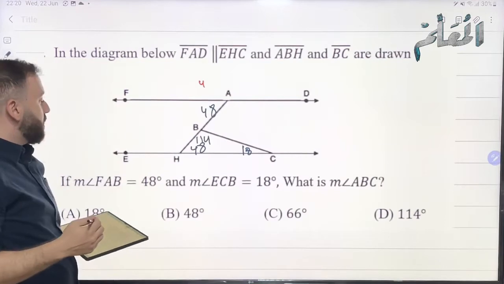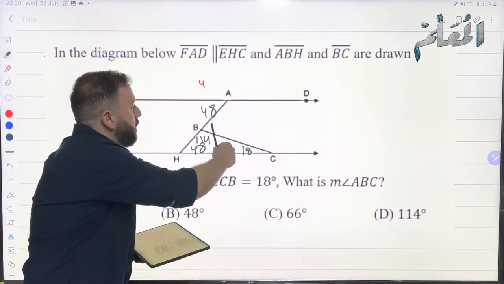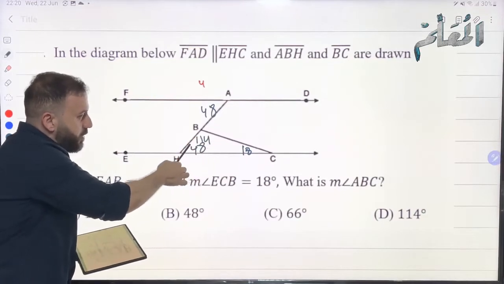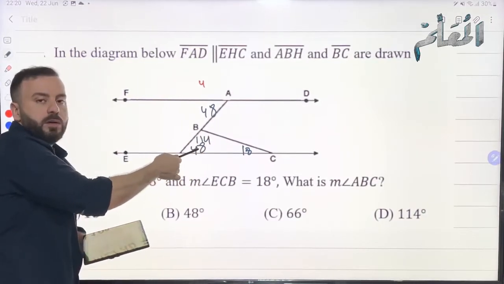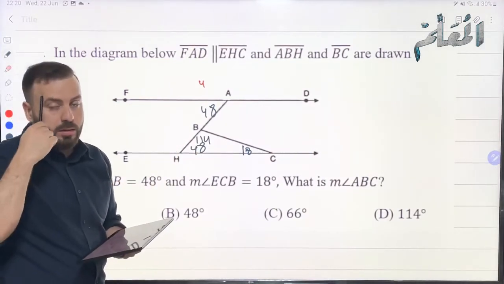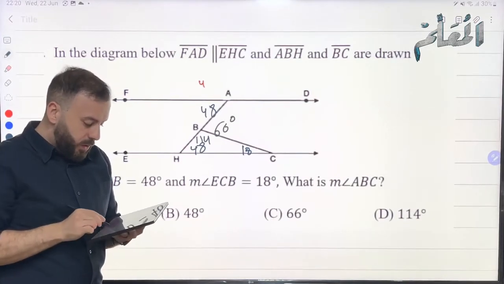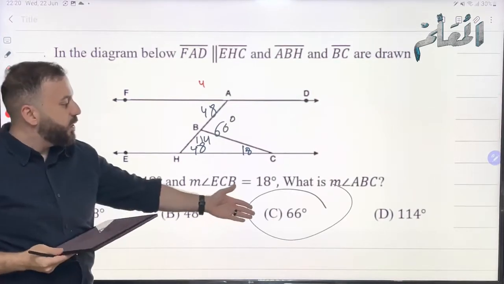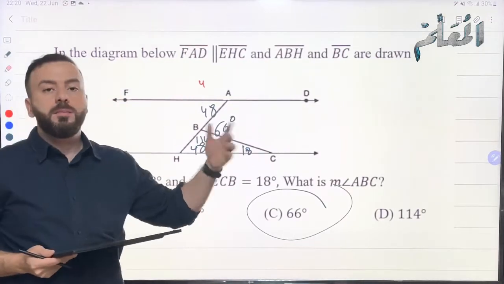Now the question is asking me to get the angle ABC. And remember, a straight angle is equal to 180. I got already 114. So what's the remaining here? Think. It is 66. Exactly. So the answer in this case is equal to 66. Fine? Easy one, but multi-step.